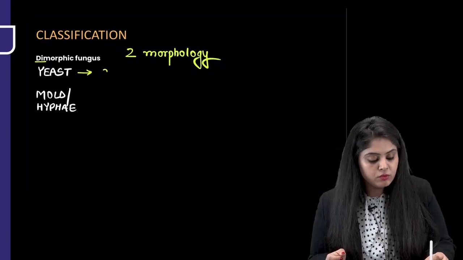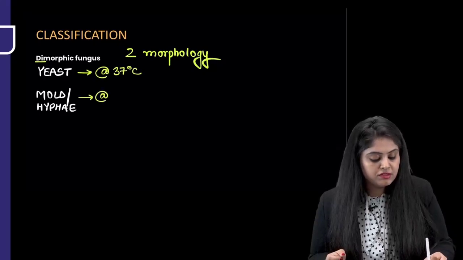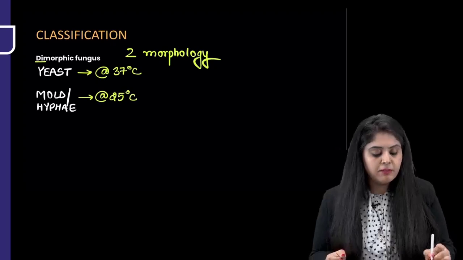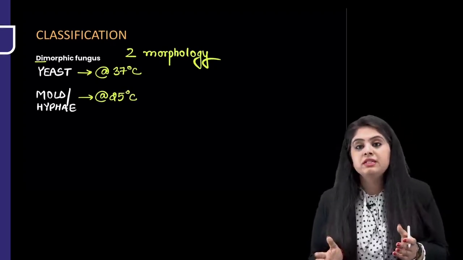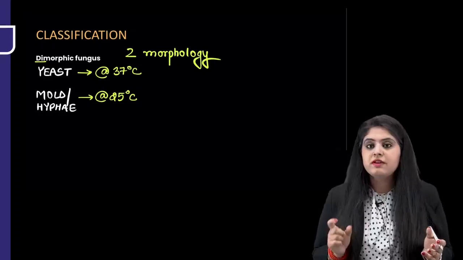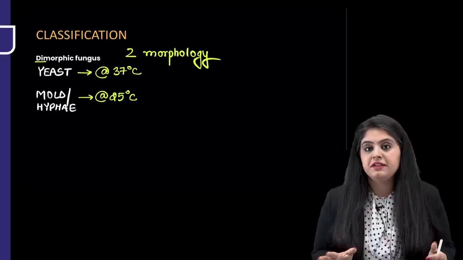Remember, yeast is going to be present at 37 degrees centigrade. Mold is going to be present somewhere around 25 degrees. Some books mention 22 to 25. Some mention 25 to 28. Because there's so much confusion, I've taken up the center value, that is 25.